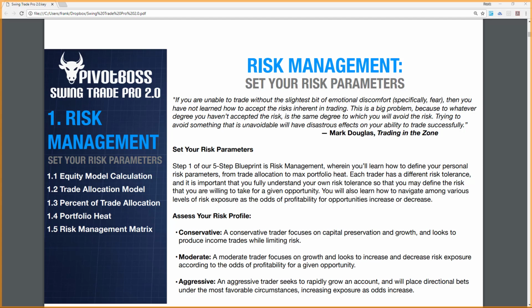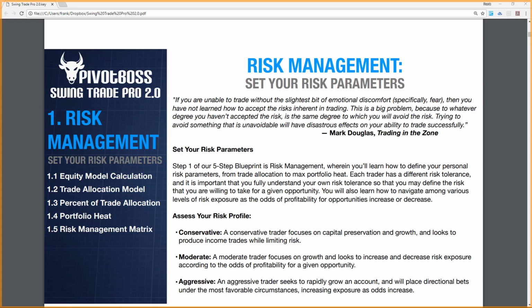You can see right here that we have over to the left here our various categories that we're going to jump into with regards to risk management. Equity model calculation first, trade allocation model, percent of trade allocation, we'll talk portfolio heat, and then the risk management matrix. All of these are very, very important, and it creates a very concise approach to engaging the market, selecting your risk tolerance, and going for it. So right now, let's take a look here at set your risk parameters.